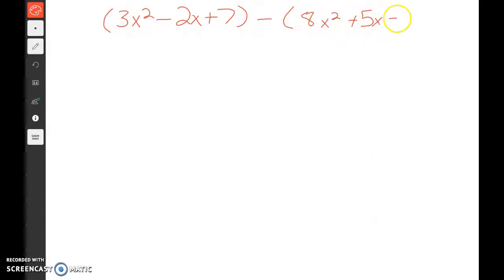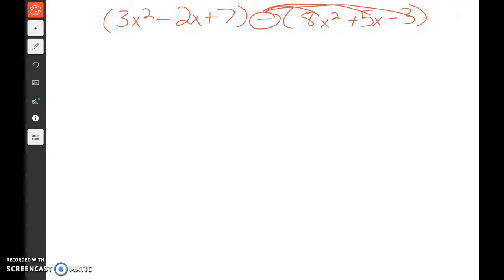So with subtraction, let's make up a couple problems real quick. Let's say we have 3x squared minus 2x plus 7 minus, I don't know, we could do anything. Let's do 8x squared plus 5x minus 3. Now, the key here is that we no longer have an addition symbol in the middle. We have subtraction. So in order for us to make this work, the first thing we have to do is take that negative and distribute it to each term in the problem.